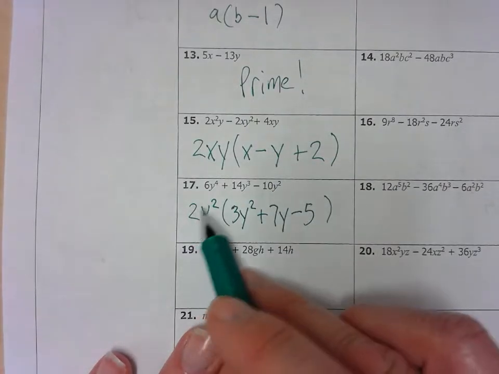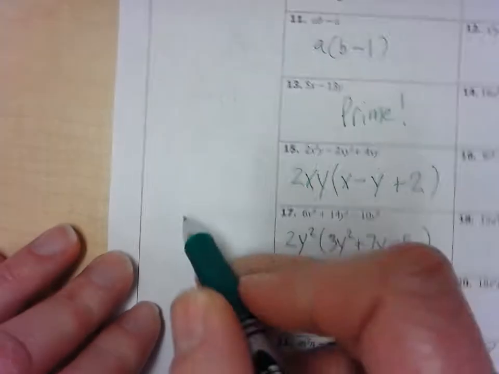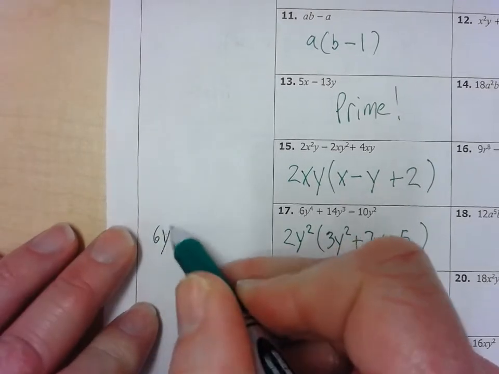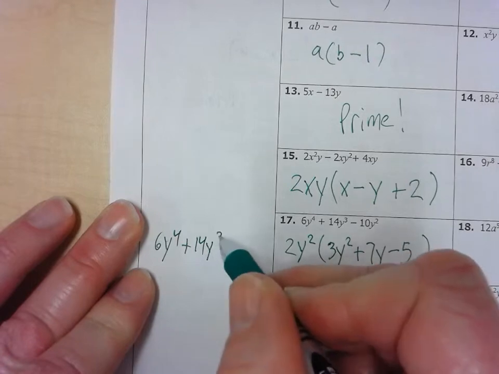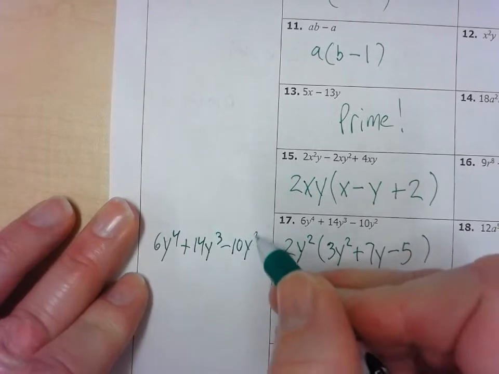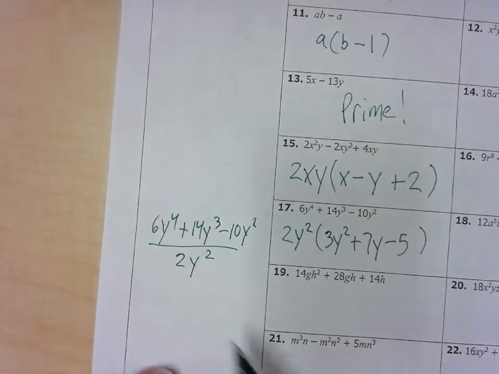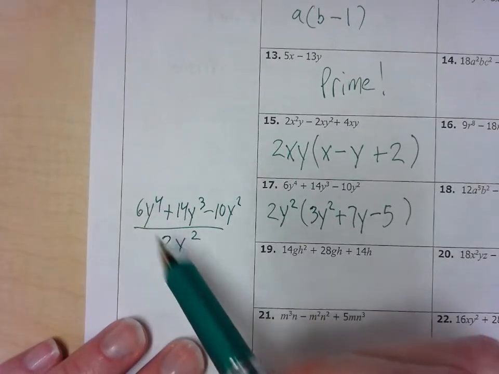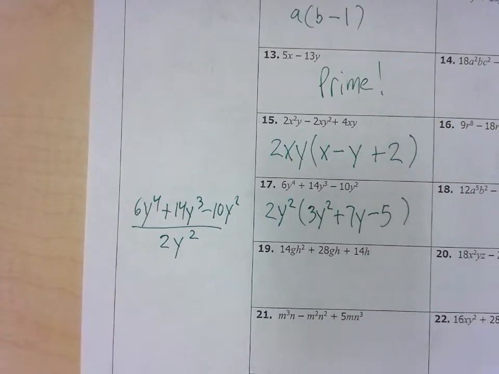So I'm dividing, right? So essentially we're dividing like we did the other day. So it'd be like this. 6y to the fourth plus 14y to the third minus 10y squared over 2y squared. So it would be like how we did the other day. We divided this into here, divide this into here, divide this into there, and that's the answer that's left over. So it's related to what we did the other day.